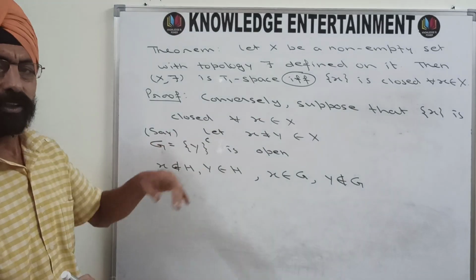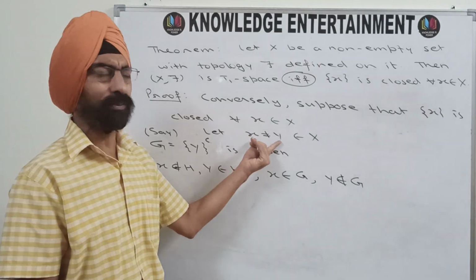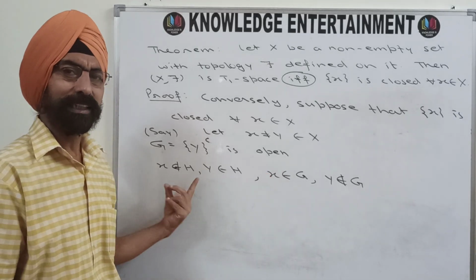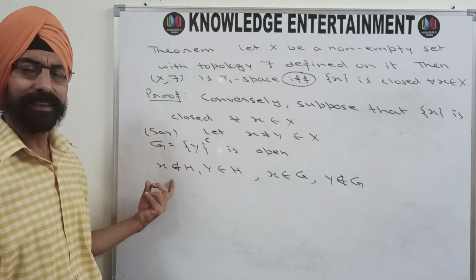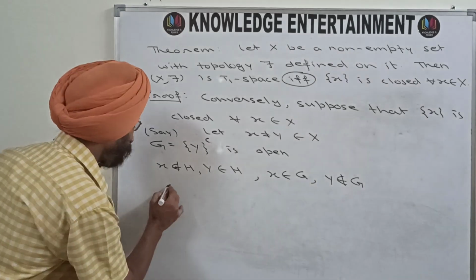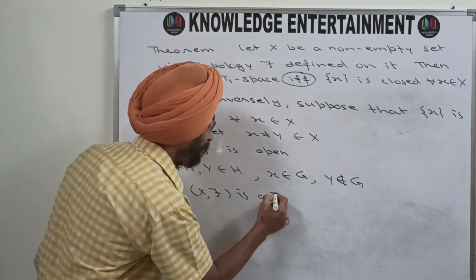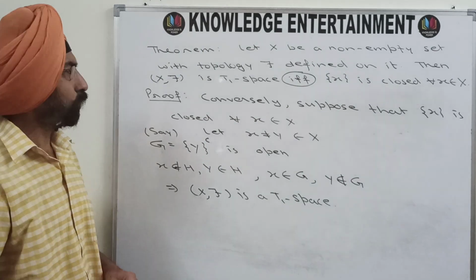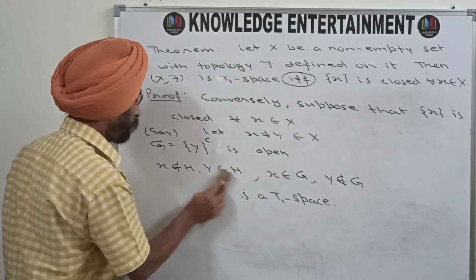also an open set. So what we have done, we have taken two distinct elements X and Y from the set X, and we have obtained two open sets G and H, G containing X not containing Y, and H containing Y not containing X, and that is the required condition for the space to be T1. So this implies that your space (X, tau) is a T1 space. So this is the theorem we wanted to prove. Now I'll move on to another theorem.